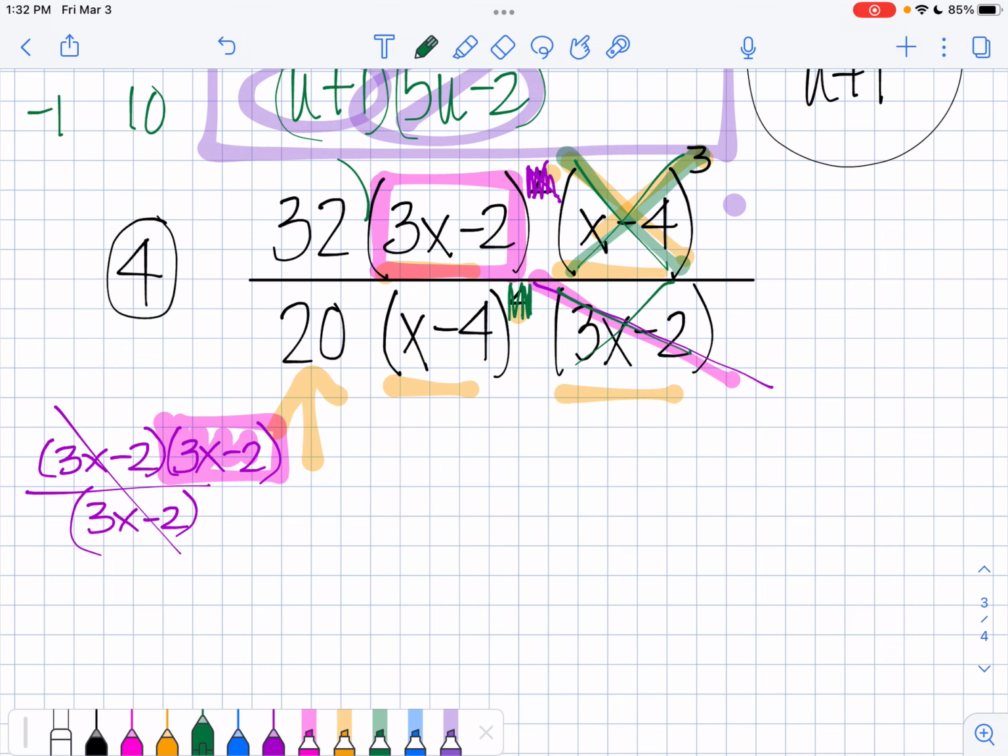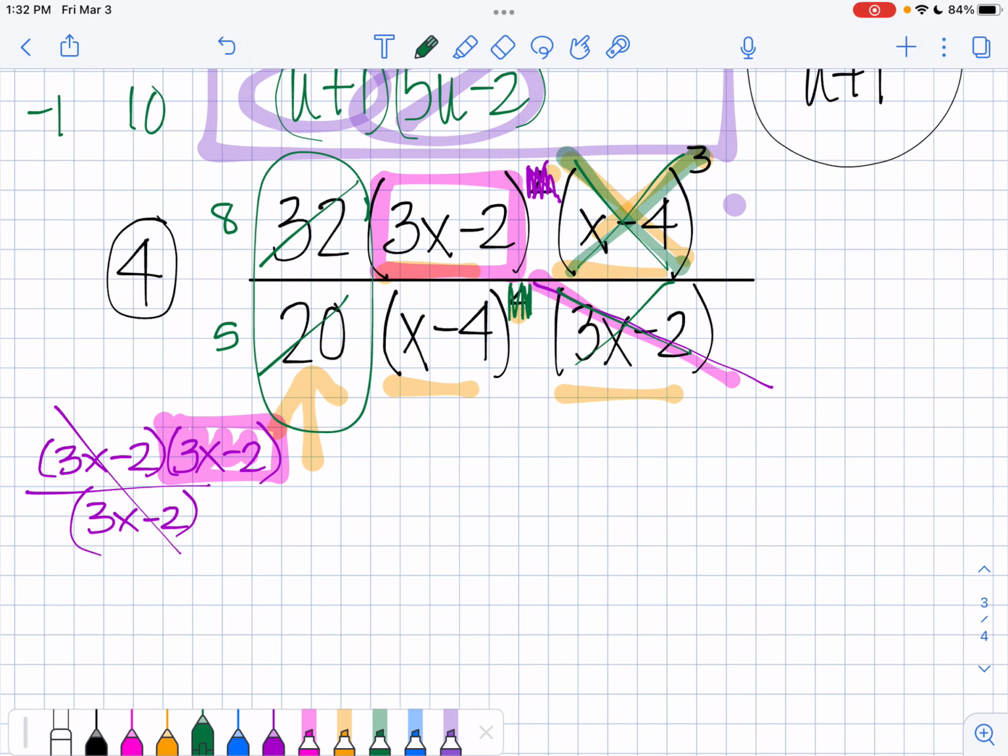Now, the last thing I'm going to look at here is my coefficients down in front. I need to reduce the fraction. What's the biggest number that goes into 20 and 32? Probably 4. So I'm going to divide. 20 divided by 4 is going to give me 5. And 32 divided by 4 is going to give me 8.